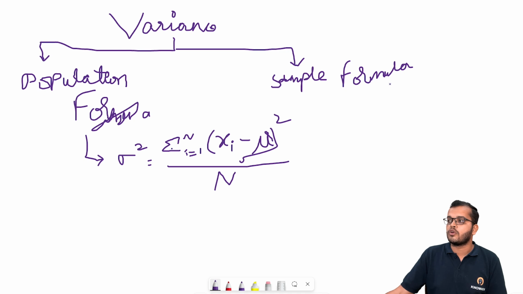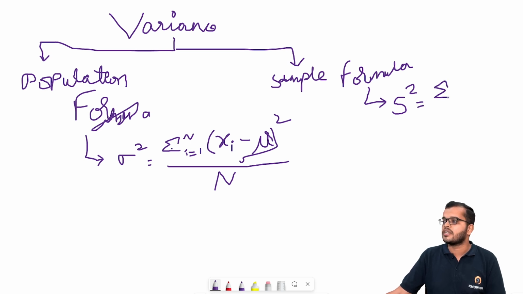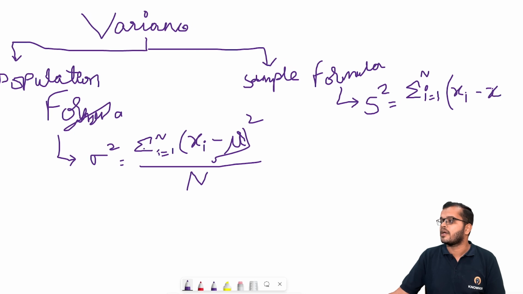Now the sample variance formula. As it is a sample, we denote it with S square. S square equals the same thing: the summation from i equal to 1 to n of (xi minus x bar) whole square, divided by n minus 1.